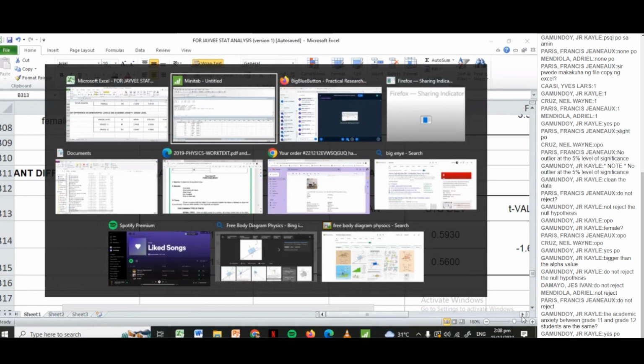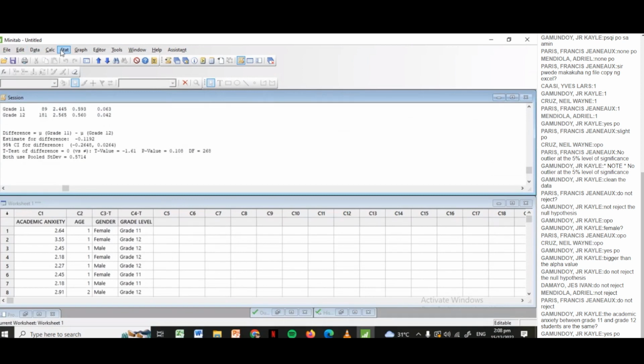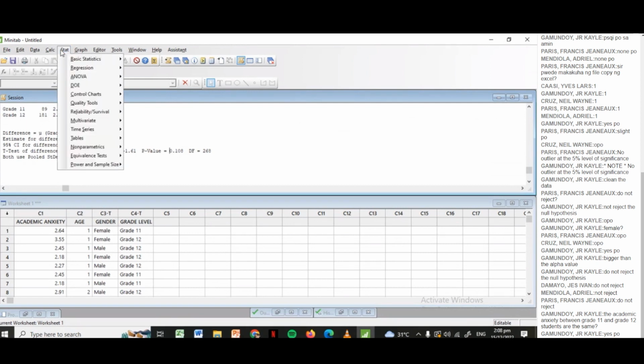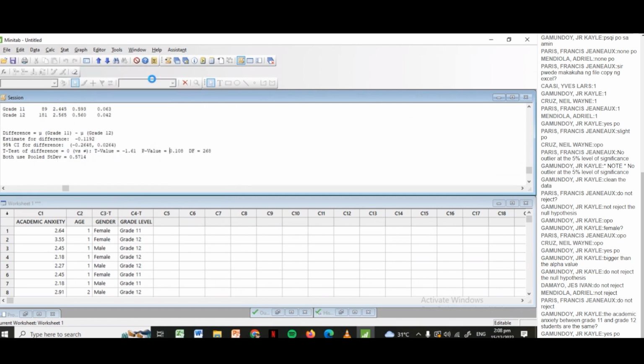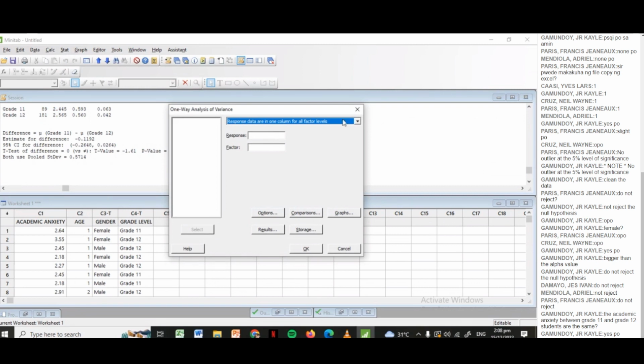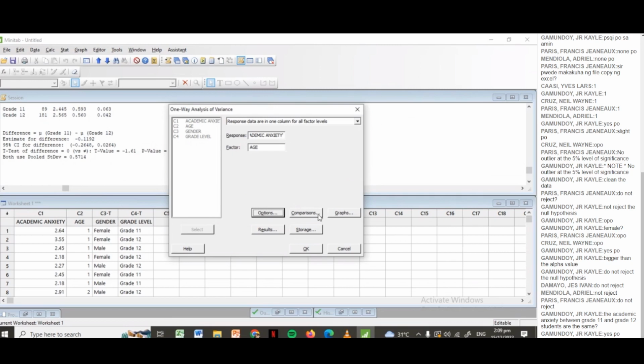Okay. And then lastly, we will use ANOVA to determine the significant difference of the academic anxiety among the age groups. Okay, so here you have here ANOVA, and we will be using one-way ANOVA here. Okay, so response, meron ulit dito dinadrag. Response data are in one column for all factor levels. I'm gonna be clicking in academic anxiety, and my factor would be age. Okay, our options, we will assume equal variances. The confidence interval is two-sided, and then the confidence level is 95.